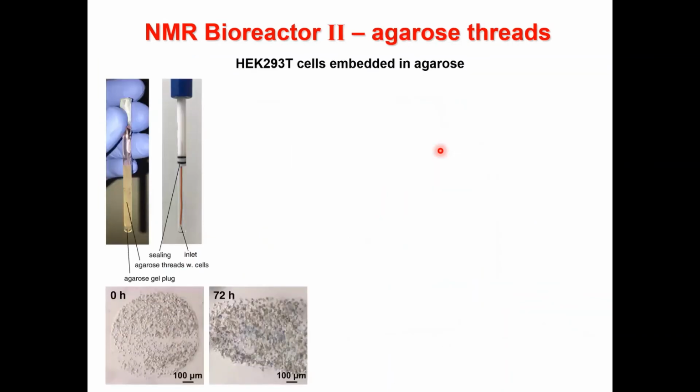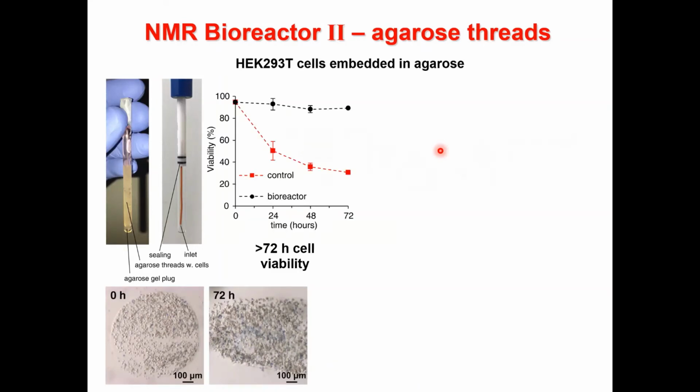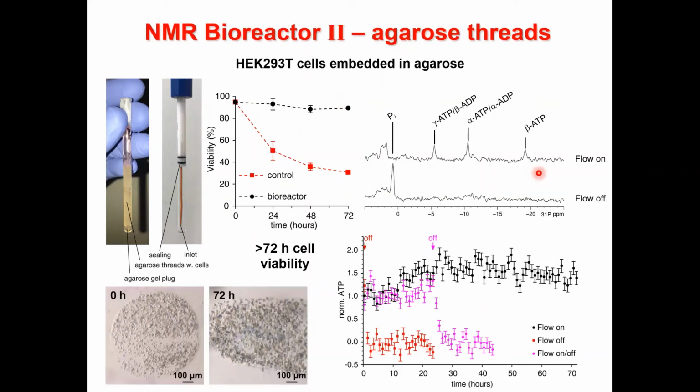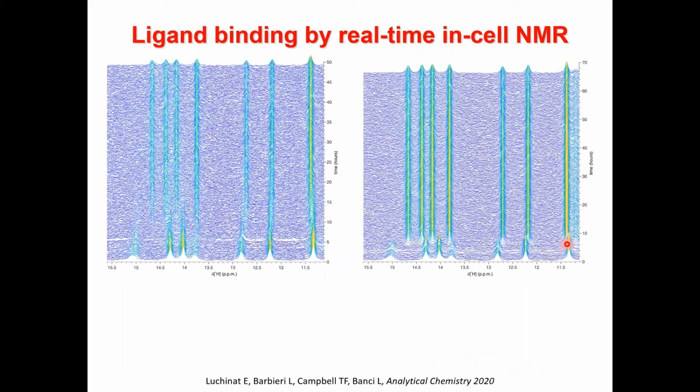In the second design, the cells were encapsulated in agarose, and this improved the viability of the cells even more, for up to 72 hours. So actually, we could probably go to even longer times with this design. And with the same control, we got ATP production for 72 hours, that's the black dots, whereas in the absence of flow, just 24 hours, and then shutdown of the flow quickly led to the disappearance of the ATP signal. So with this technique, we could perform real-time ligand binding in-cell NMR.